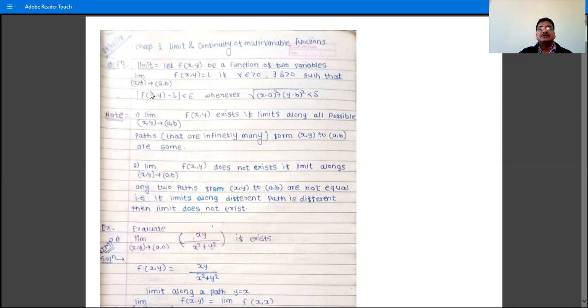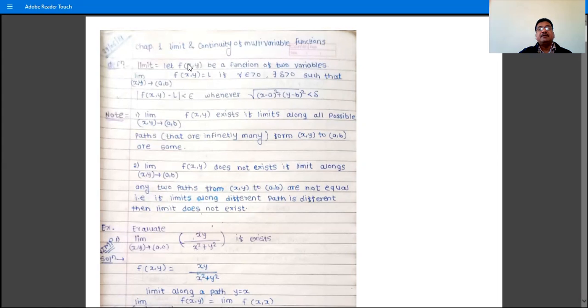delta greater than 0 such that |f(x,y) − L| is less than epsilon whenever the square root of (x − a)² + (y − b)² is less than delta. And this definition is useful to prove that the limit of a two variable function exists.